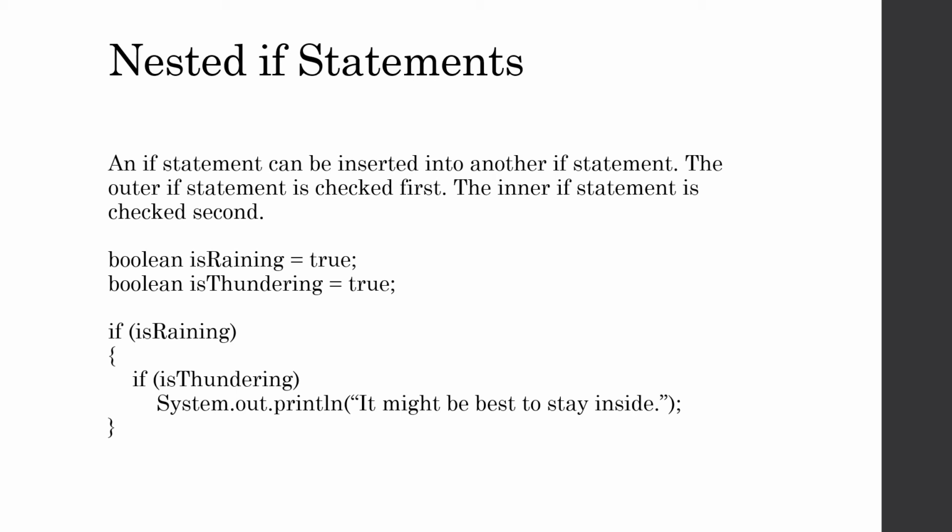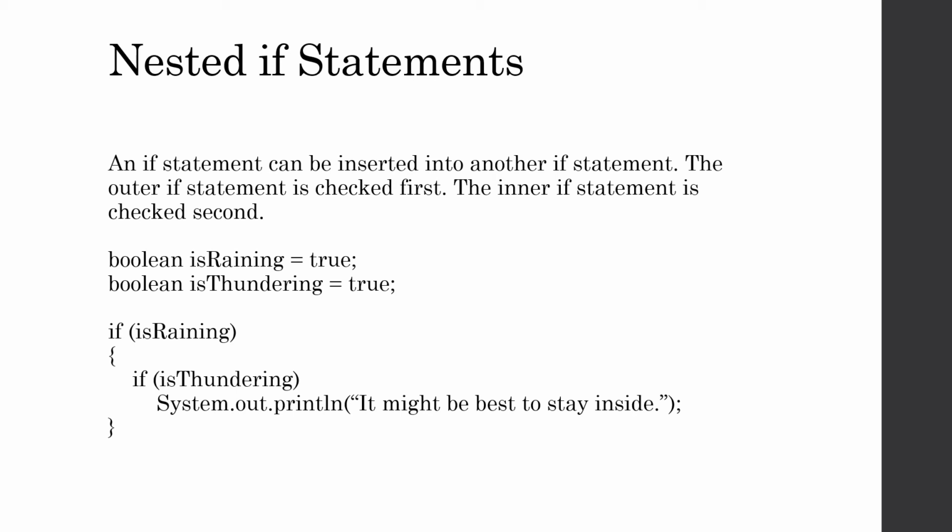So in this example here, we still have our is raining condition, so we still have that Boolean variable. We're going to introduce another Boolean variable called is thundering. And so in our check right here, we're saying if is raining, we're going to check that first. And then if that's true, we'll start executing the code that's inside of it, between those two curly braces. And inside of there, we're going to find another if statement, so another condition to check.